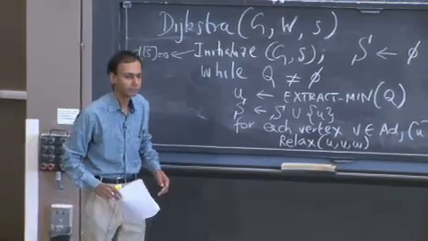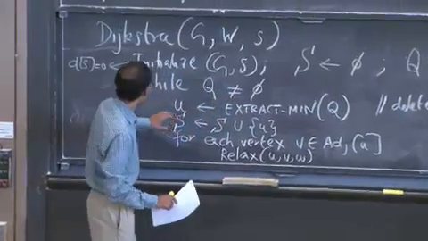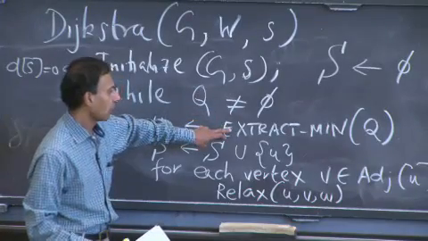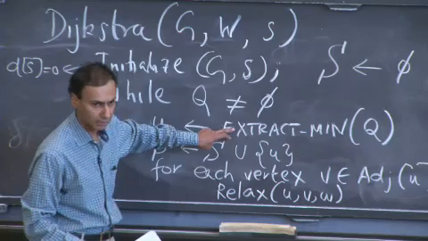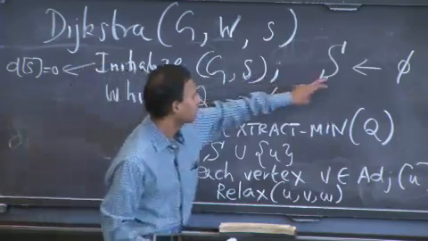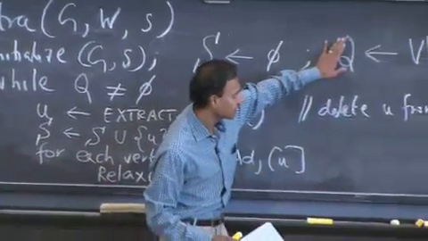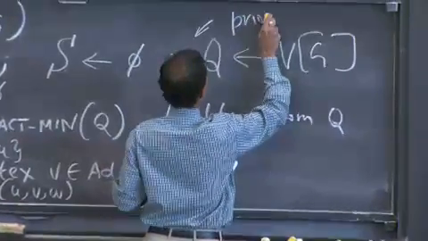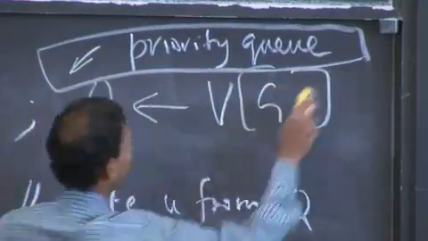Yeah? How are the vertices comparable? In what way? Oh, that's a good question, and I should have made that clearer. Q is a priority queue, and the priorities of the vertices are the d values. Okay? Initially, S being null is clear, I hope. And Q being the set of vertices is clear as well. Now, Q is a priority queue. And we'll talk about how we'd implement this priority queue and the complexity of Dijkstra before we're done here.